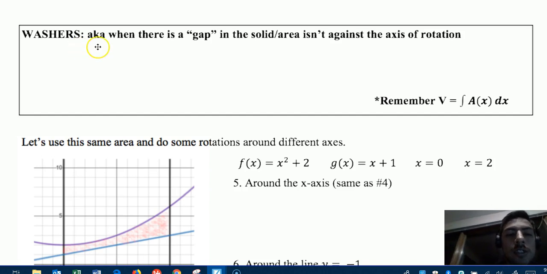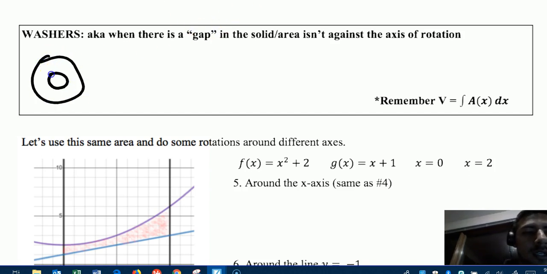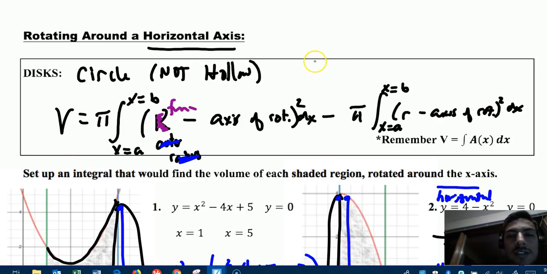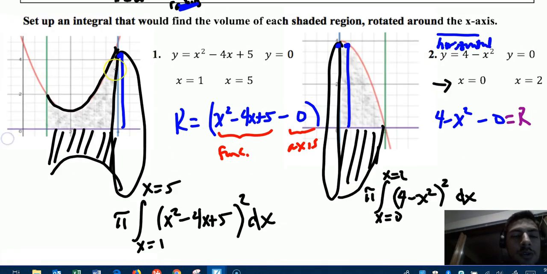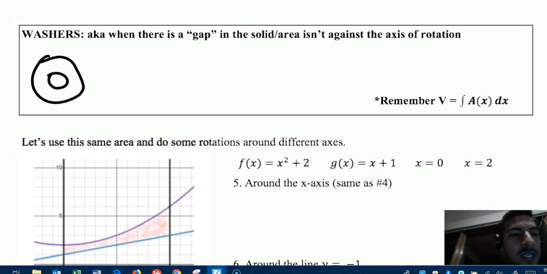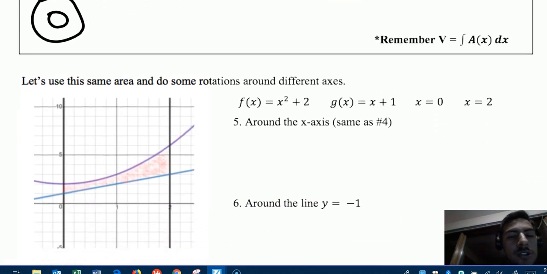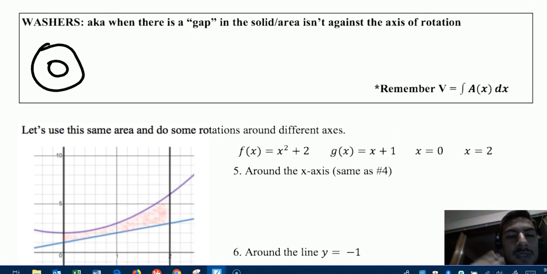A washer. So a washer is when there's a gap in the solid. So basically the cross section would look something like this. A hollow circle. In the last video, we were working with discs that were not hollow. The cross sections in this last section were all whole circles. But in this section, we're going to get some washers, some circles that are going to be hollow.